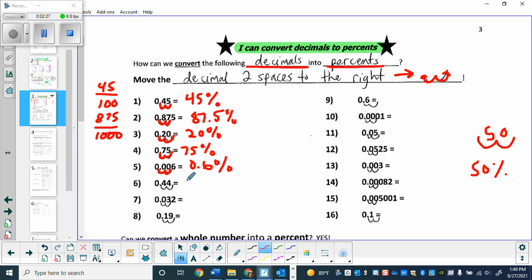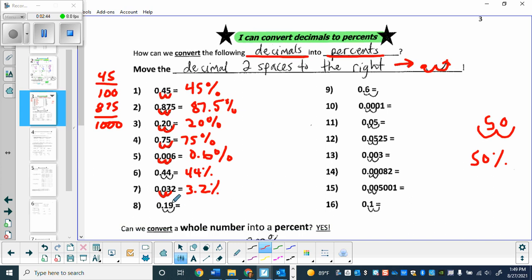Now, if I have 44 hundredths, anything out of 100 is automatically a percent. So I can see my little shortcut, just move it twice and it'll work. Here's another one, though, that if we move it twice, it's in between some numbers. So this one would be a 3.2%. And for this one, when you have your 0.19, this is going to be a 19%.